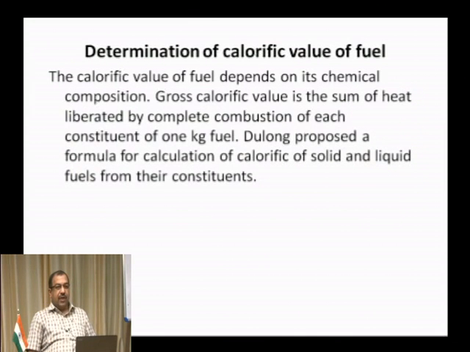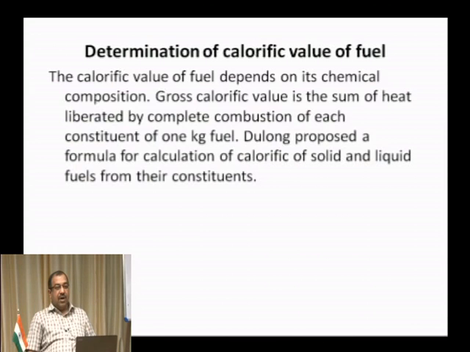Next, determination of calorific value of fuel. The calorific value of fuel depends on its chemical composition. You have to remember one thing here: whatever the calorific value or heating value given by the fuel will depend upon its chemical composition. So, chemical composition decides the amount of heat it is going to liberate after complete combustion. Gross calorific value is the sum of heat liberated by complete combustion of each constituent of 1 kg of fuel.